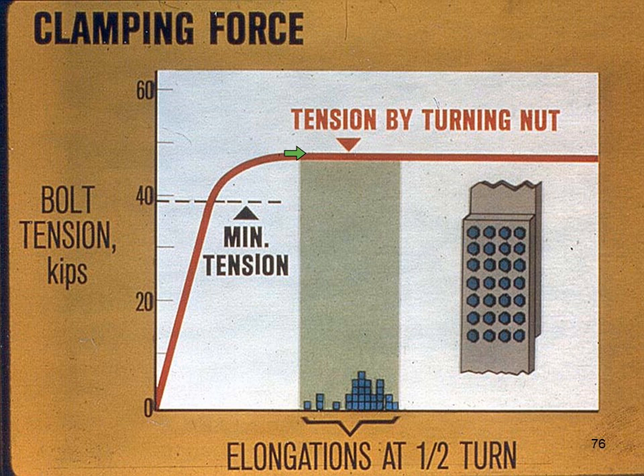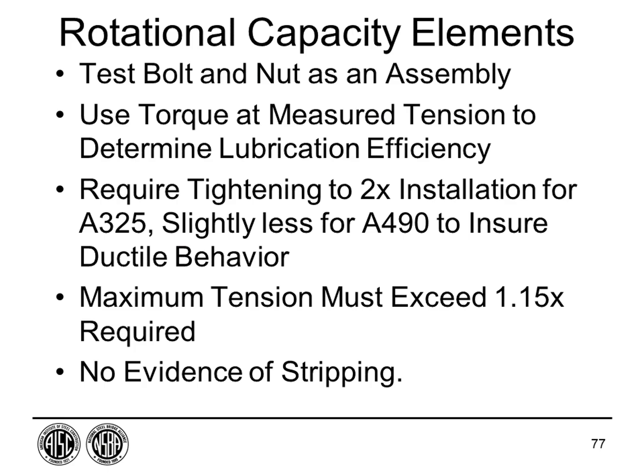We'll be up at this level. And I think it's important to understand that if we install these bolts properly, and this is the minimum tension, we should be well above it, at least 15% above the minimum tension in a properly installed fastener. So the rotational capacity test that's in there tests both the nut and bolt as an assembly.